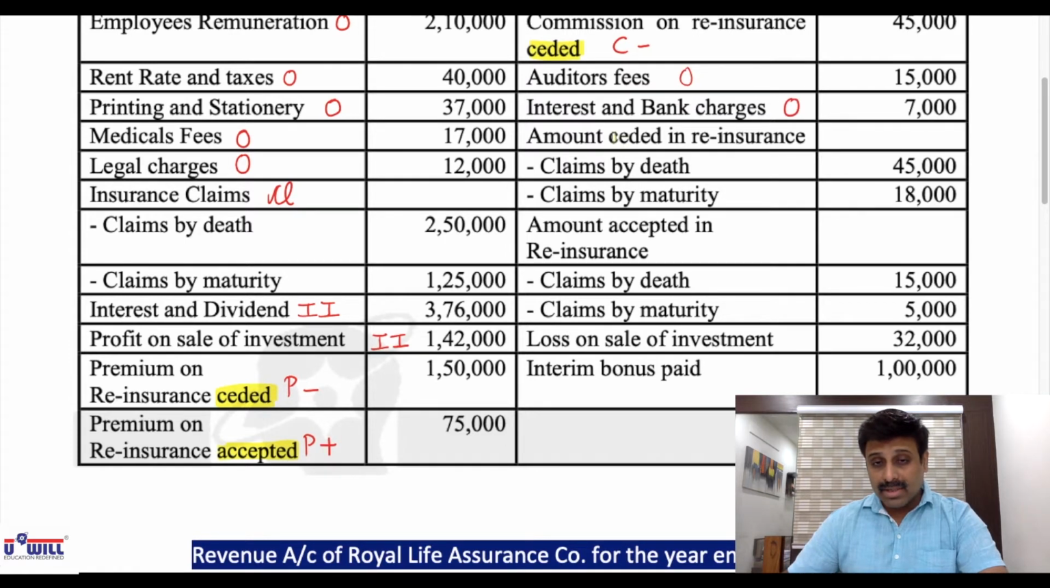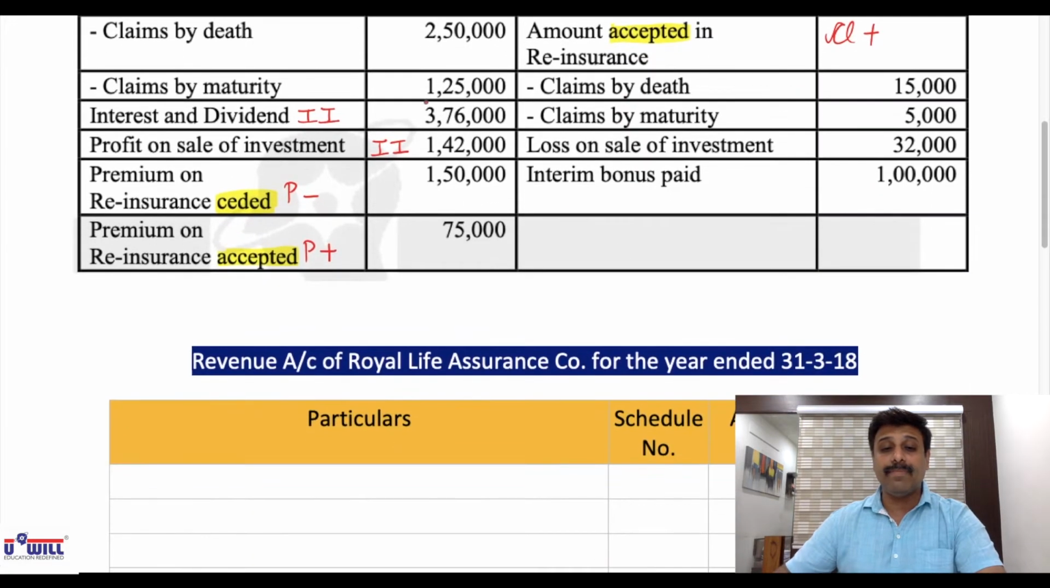Now again, amount ceded in reinsurance we will minus. These are related to claims by death and claims by maturity. So from claims, that is benefits paid, we will minus. In the same way, amount accepted in reinsurance we will plus. Again, claims by death and claims by maturity, so CL plus will be added in claims by death and claims by maturity. Loss on sale of investment, investment income, we will show it as a negative amount. Interim bonus paid, bonus, we will mark it as B.